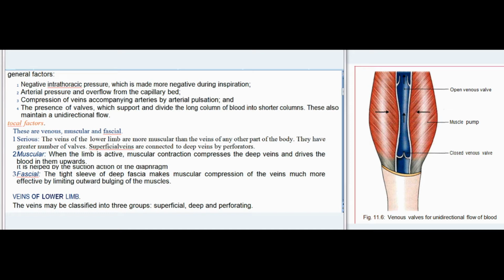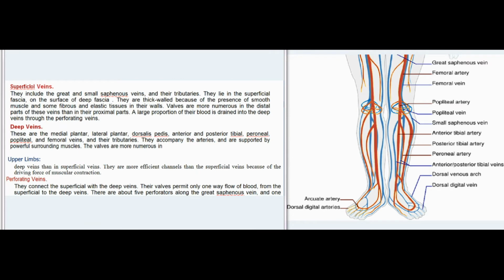The veins may be classified into 3 groups: superficial, deep, and perforating. Superficial veins. They include the great and small saphenous veins, and their tributaries. They lie in the superficial fascia, on the surface of deep fascia. They are thick-walled because of the presence of smooth muscle and some fibrous and elastic tissues in their walls. Valves are more numerous in the distal parts of these veins than in their proximal parts. A large proportion of their blood is drained into the deep veins through the perforating veins.